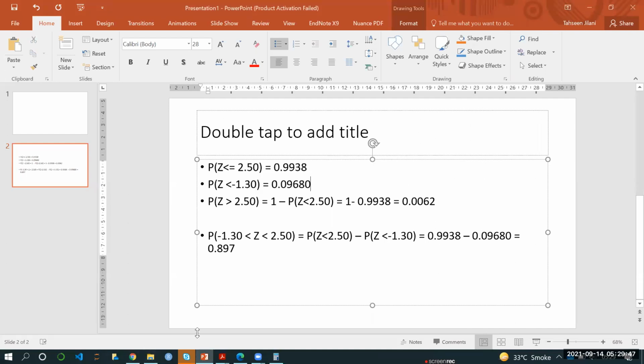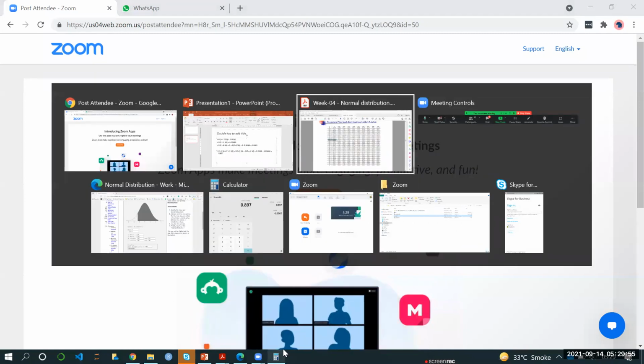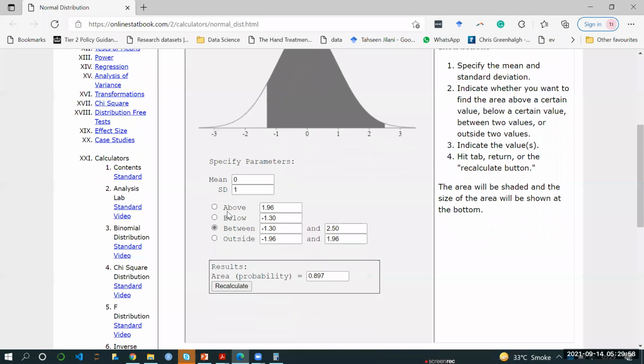If it is z table values directly, it's so simple that you just see the table and get the answer. There are a lot of online tables as well that you can use. I can show you one table where we have these values. For example, I want to find the value below 2.50. So just recalculate and it is giving me the result. And if we want to find some other value, for example minus 1.30, then recalculate, 0.096.